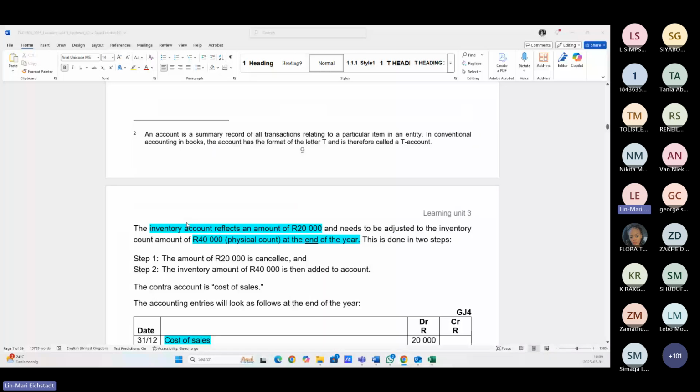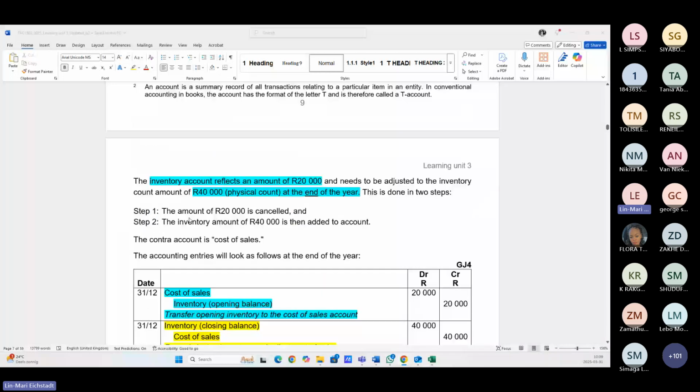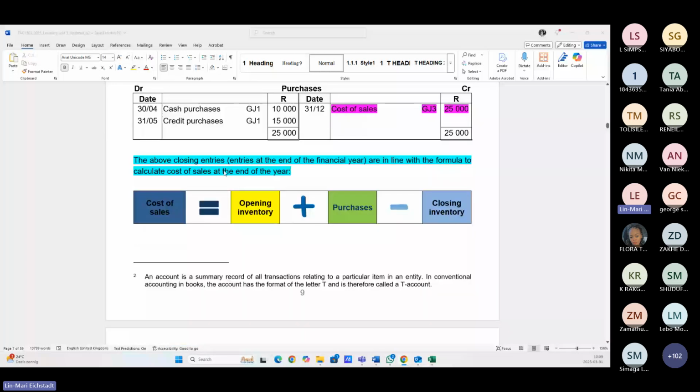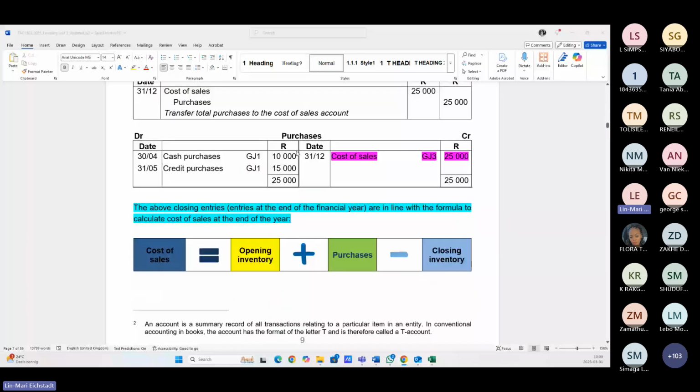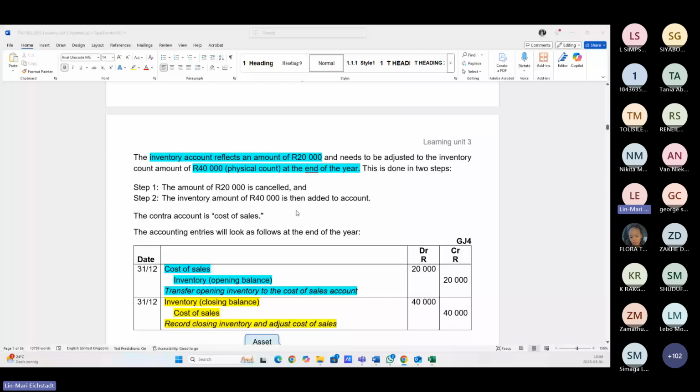So they give us a further example here to say the inventory account reflects an amount of 20,000 and needs to be adjusted to the inventory count amount of 40,000. So that is the inventory left at year end. Currently our inventory account, as we saw at the top, only had an opening balance of 20,000, but we have to get our inventory account to agree with what our physical stock is that we counted, which is 40,000, and this is done in 2 steps.